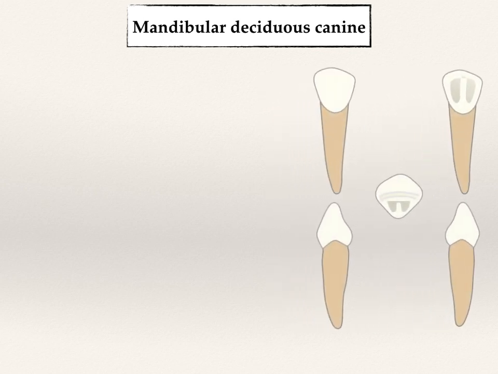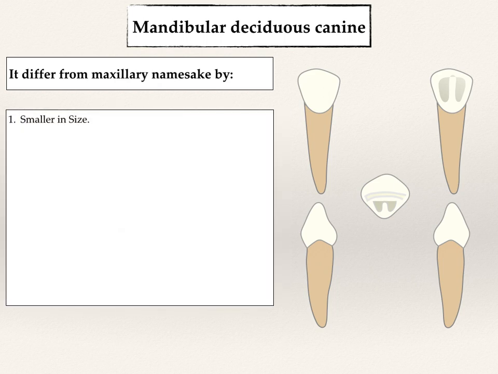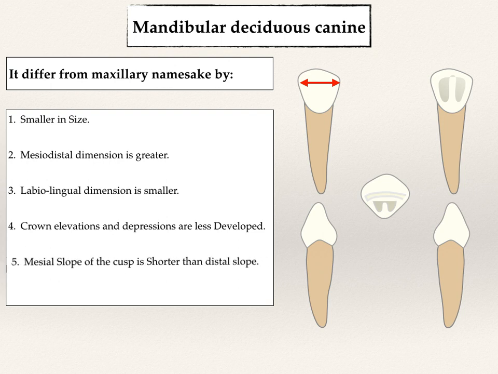Mandibular deciduous canine. It differs from the maxillary namesake in being smaller in size. The mesiodistal dimension is greater. The labiolingual dimension is smaller. The crown elevations and the crown depressions are less developed. The mesial slope of the cusp is shorter than the distal slope. Crown and root lengths are shorter.